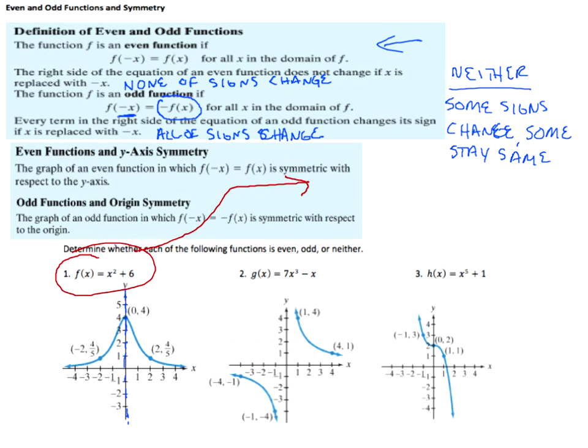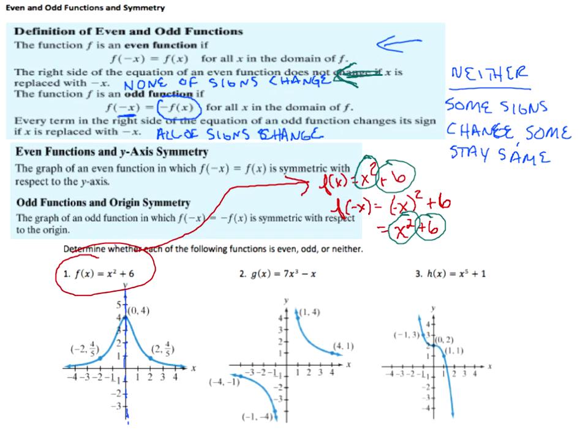So notice, I have a positive x squared and I ended up with a positive x squared. I have a negative 6 and I ended up with a negative 6. None of my signs changed. That means, and you can also see from the y-axis symmetry here, this is an even function, when none of your signs change after you plug in negative x. Now let me do the same thing for the second example.